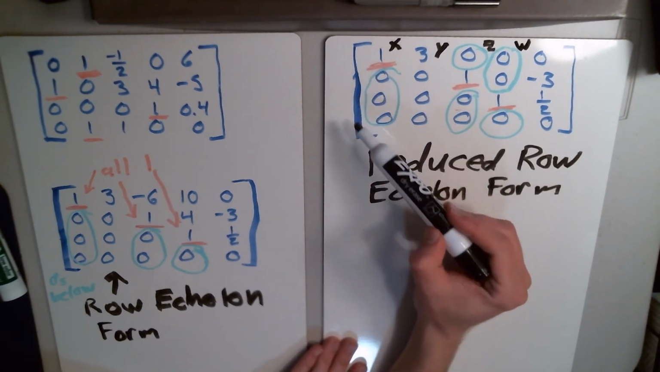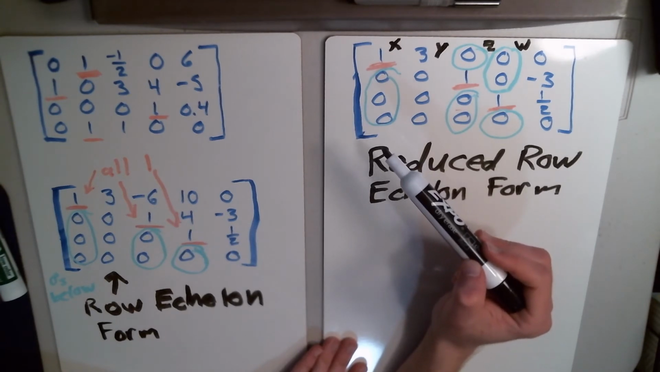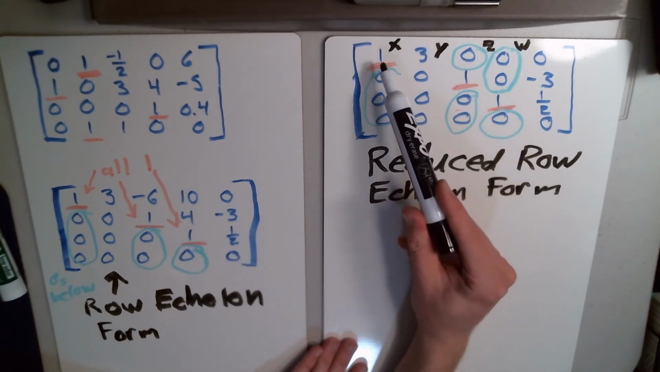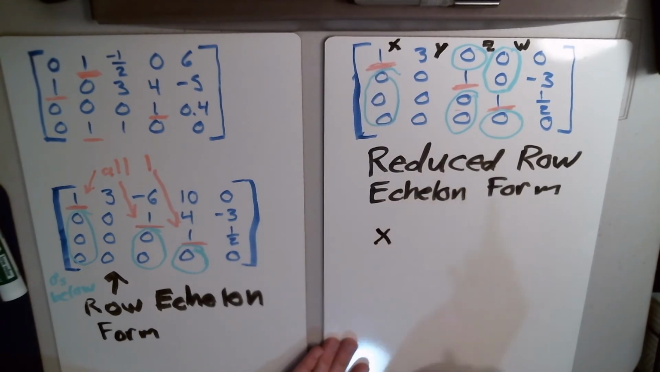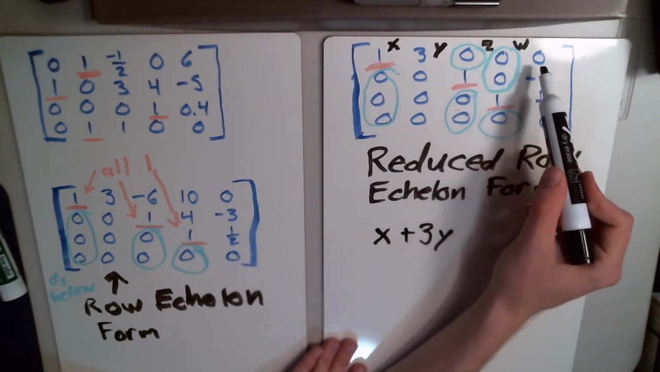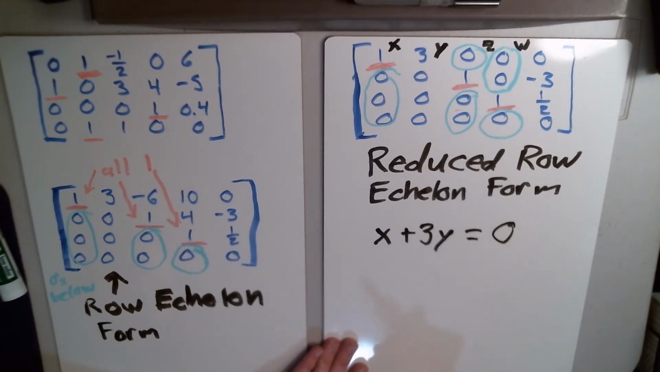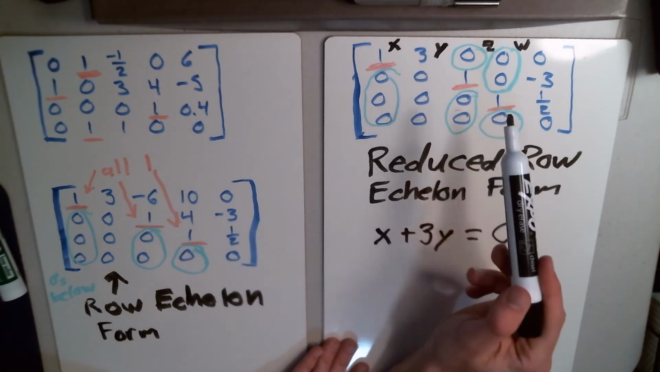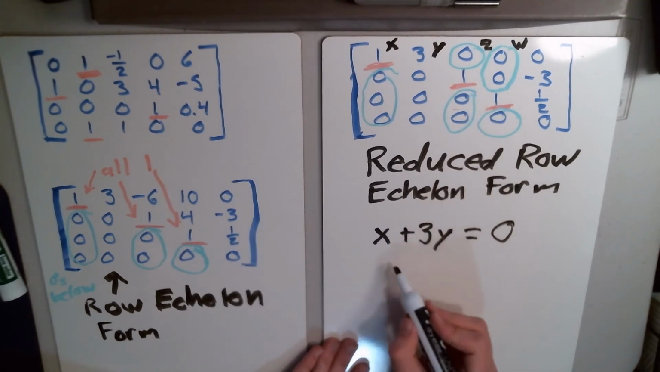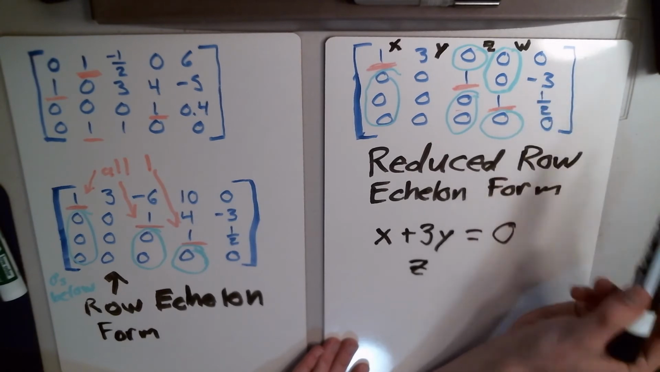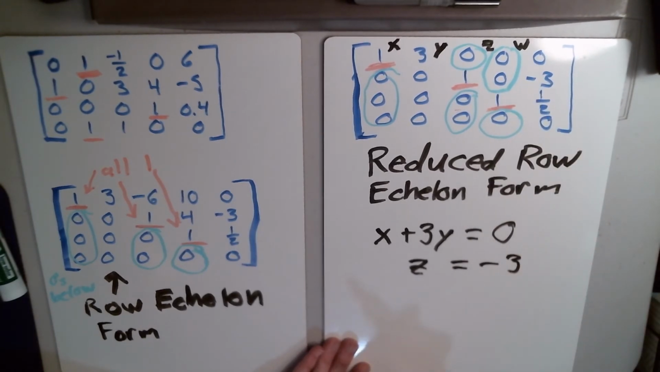For a system of equations, the columns refer to the variables, the coefficients of the variables. So what would this look like in terms of a system of equations? Well, I'd have 1x, so just x, and then plus 3y, and then there's 0z and 0w equals 0. Now, on this other one, I would have 0x, 0y, and 1z. So in other words, just 1z, and then 0w, and that would be equal to -3.